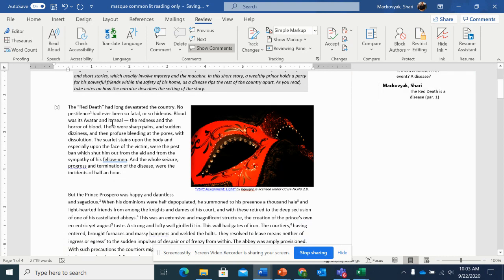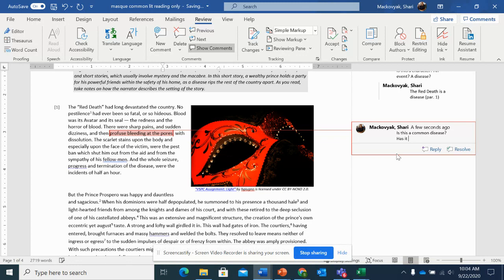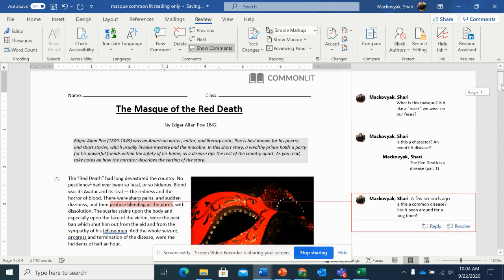The blood was its avatar and its seal, the redness and the horror of blood. There were sharp pains, sudden dizziness, and the profuse bleeding at the pores with dissolution. So this is going to make me ask a question. So is this a common disease? Has it been around for a long time? So you get the idea that you can just ask questions about anything.